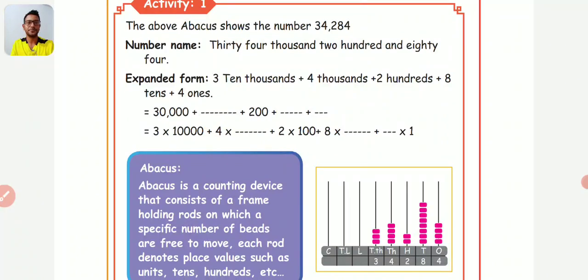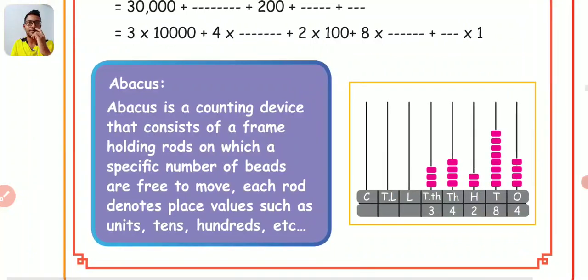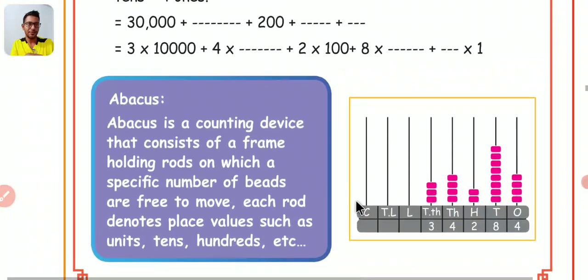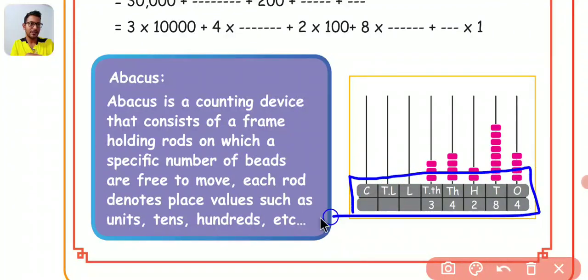activity 1. So here they are giving the definition. Abacus is a counting device that consists of a frame holding rods. This is the frame. This frame holding what? Rods. You see, this is called rods.